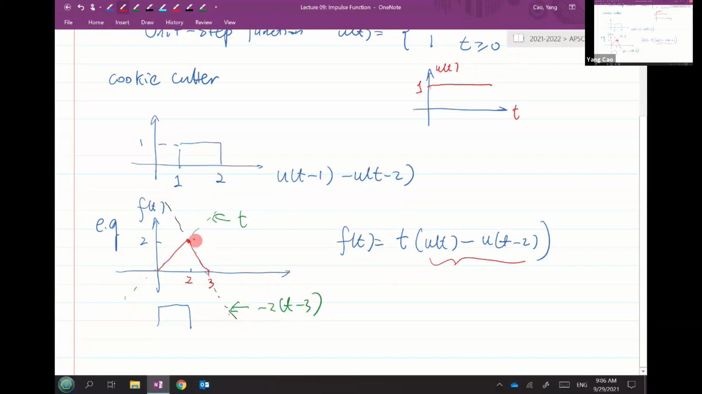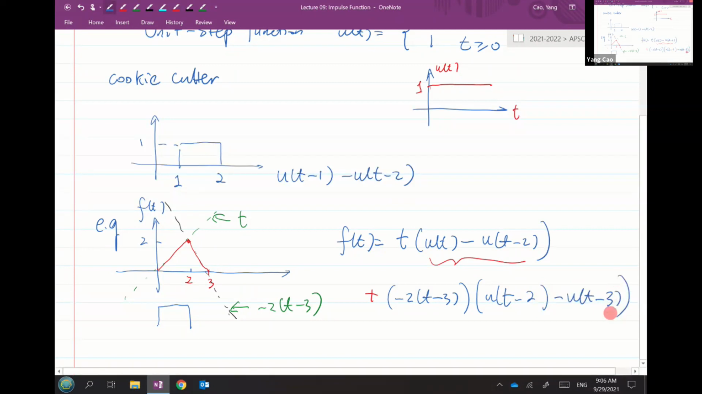And the second portion is this portion here. So plus -2 times t minus 3, that's the second part of the straight line. Which part are you cutting out? You're leaving only the portion between 2 and 3. So what should I do? u of t minus what? 2, exactly. And then minus u of t minus 3. I'm trying to be a little consistent with this one here. Basically, this is the equation for that straight line.